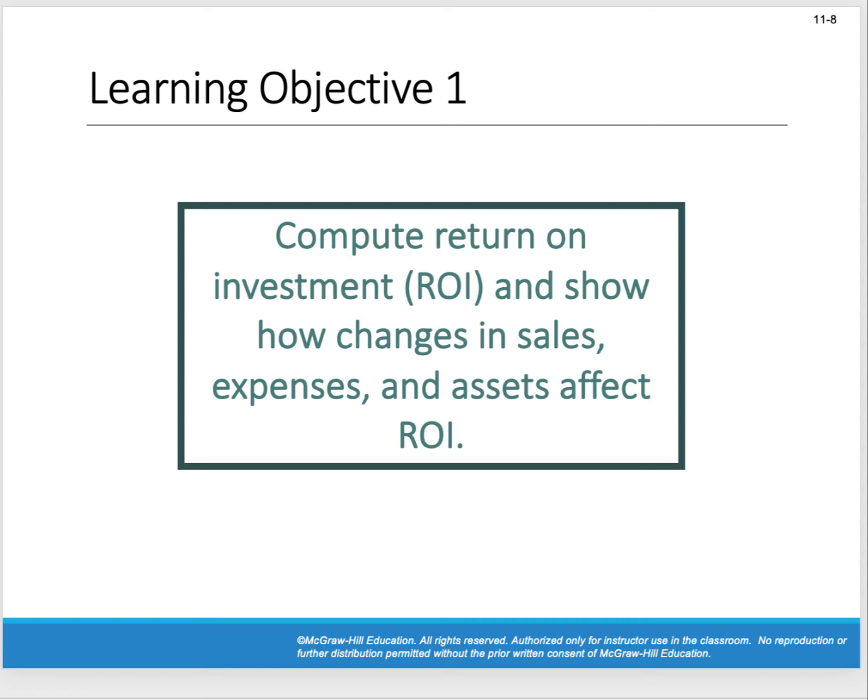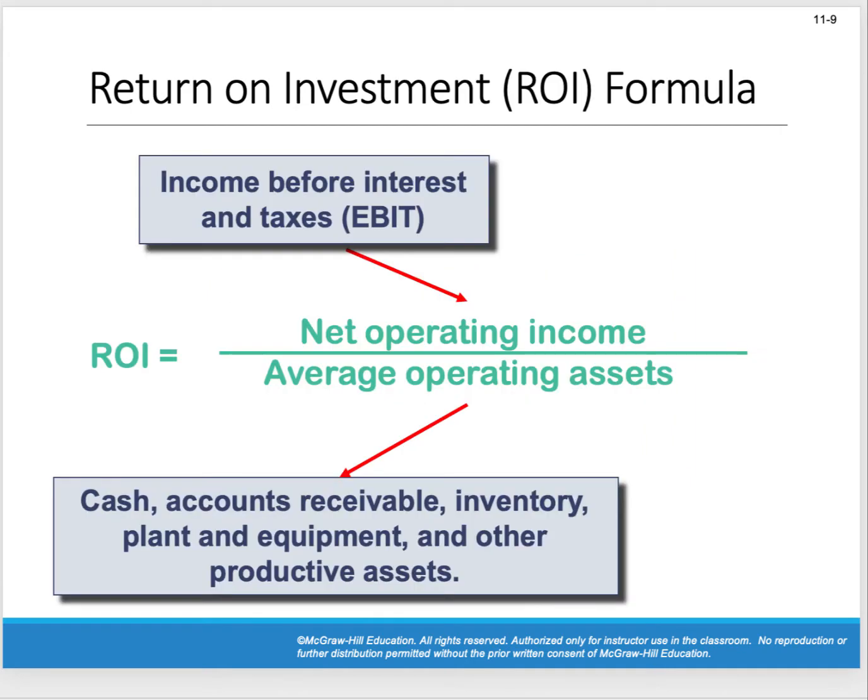In this video, we're going to talk about ROI. We're going to see how to compute ROI, but more specifically, we're going to look at how ROI changes when we have changes in sales, expenses, assets. So the return on investment formula, super easy, right? What we need is net income, and we divide it by our average operating assets.